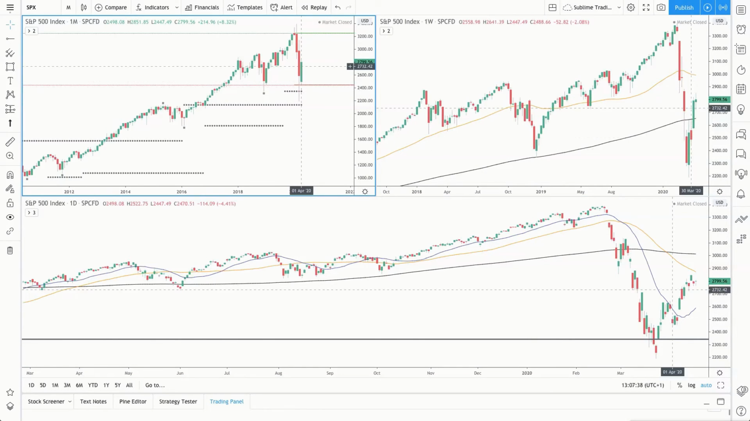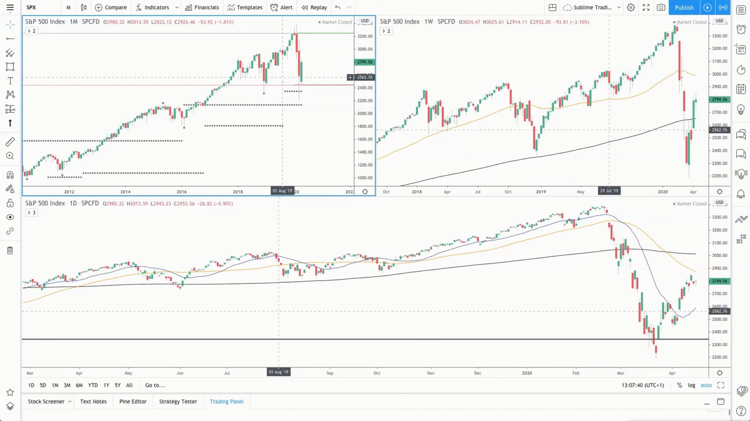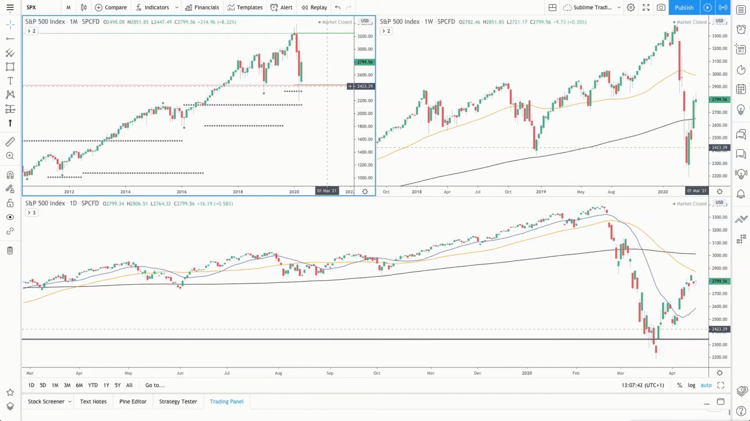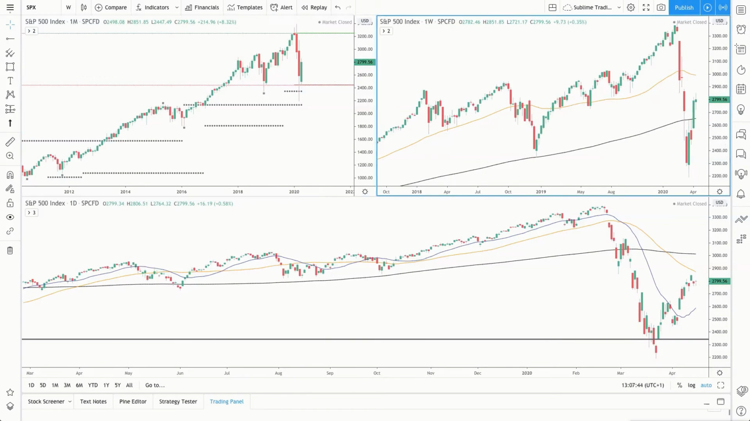We can see that price is bullish so far in April, with price finding support at the low of 2019. On the weekly time frame, price is already above the 200 moving average. What we're looking for now is momentum potentially to that 50 simple moving average and the 3,000 round number.